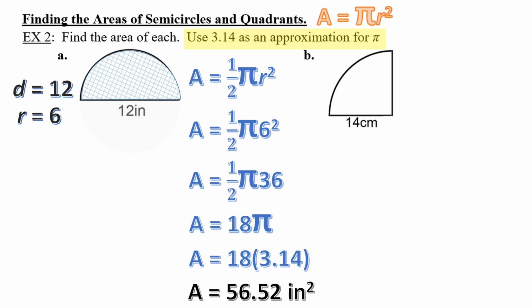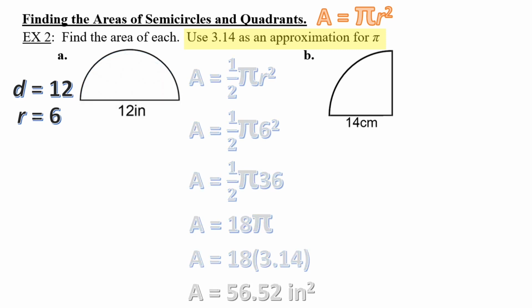So again, that's half of the area formula. You could have calculated the whole area and then just halved it in the end. I try to do things a little bit differently because it helps as the problems get a little bit tougher. So let's take a look at the second example here.